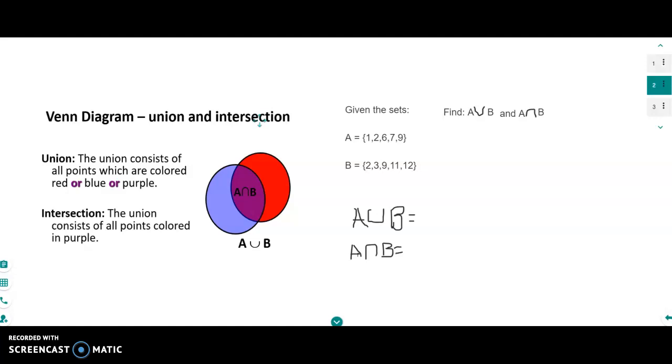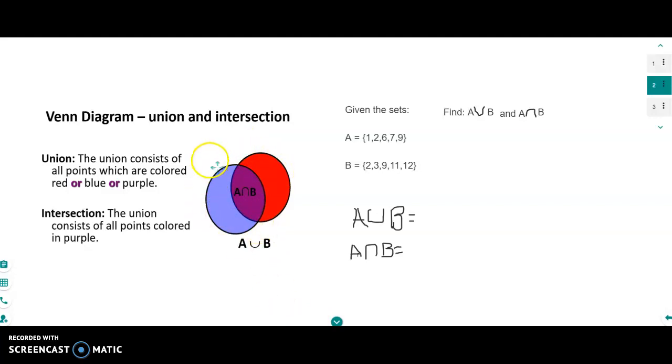You can go to the PowerPoint presentation that I uploaded in Schoology from slide 16 to 18. So we were talking about this part. Okay, so let's start with the first part. Union and intersection, and we will talk about the Venn diagram used for this operation. So let's start with union. What is the union? The union consists of all points which are colored red or blue or purple. Okay, you can look at this representation, and A union B will be all these sets, this and this, all the elements that are contained in both sets.